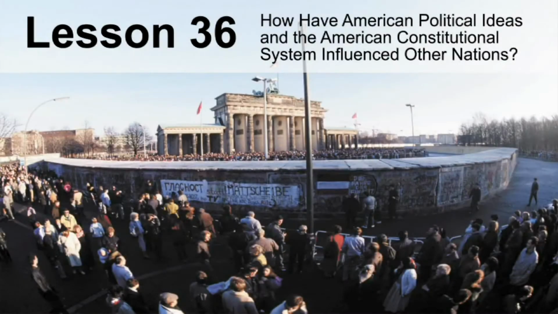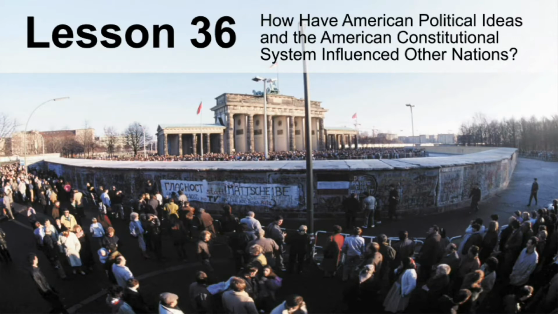Lesson 36 addresses the question, how have American political ideas and the American constitutional system influenced other nations? Now, people who have studied the history of our country are aware of the great influence of Western civilization, as far back as ancient Greece and Rome, on the thinking of our founders.